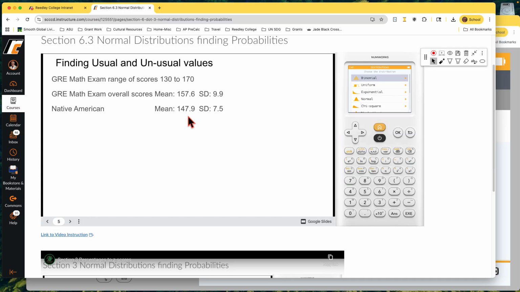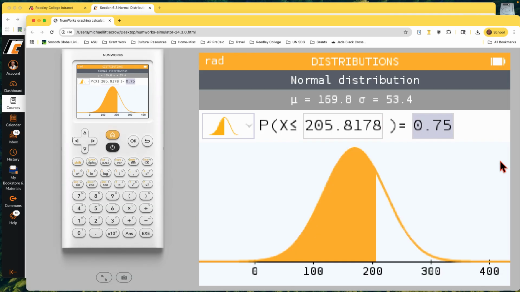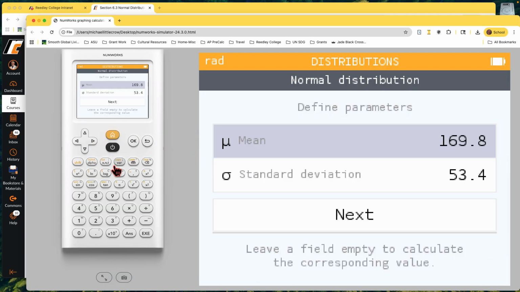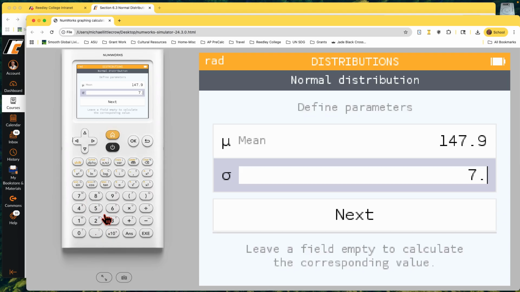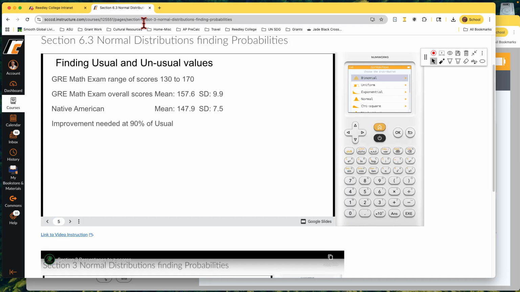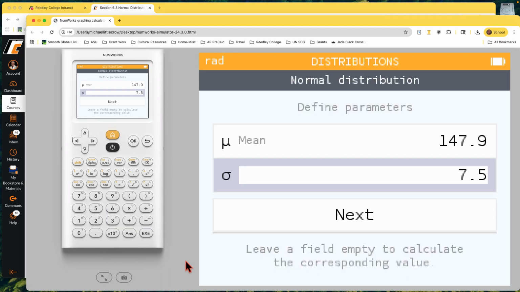Okay. So anyway, what I want to show you is that when you do research, we're looking for what is normal and what is unusual. So 147.9, I'm going to come back here. That's kind of what we're doing today. 147.9. I looked at this, and the standard deviation was 7.5, I believe. Anyone else remember? Yeah, okay. 7.5.